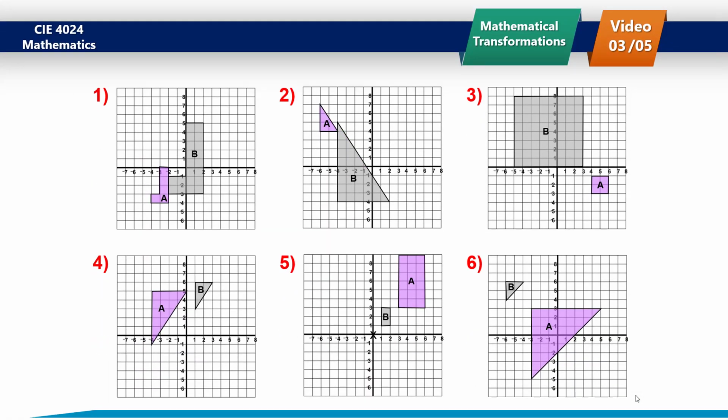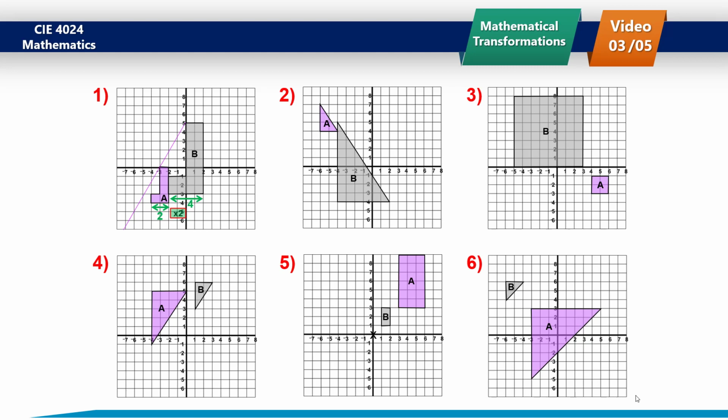Now we have been given some transformed images, and we have to find the scale factor and the center of enlargement. So the easiest way to find out these two things is, the first thing is we will measure any corresponding sides. So you can see this side, it's 2 units and that side is 4. Or you can see if we multiply the object's length by 2, we will get the length of the image. So that means the scale factor is 2.